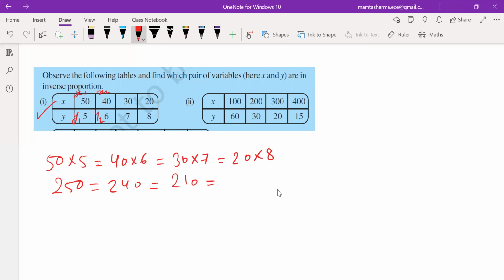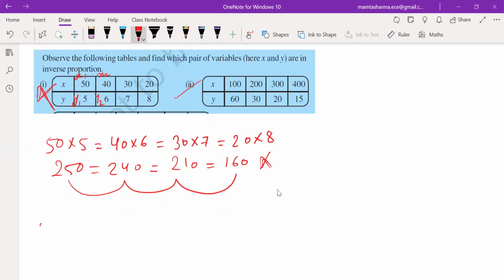The second one is also not in inverse proportion, because the products are not same. If they would be in inverse proportion, their product should be same. Here, since product is not same, so this table 1 quantities are not in inverse proportion. Let's check the table 2, second one.